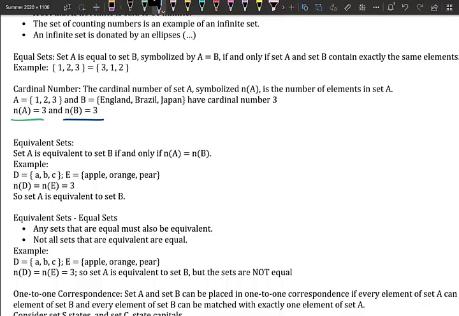Equivalent sets. Set A is equivalent to set B if and only if n of A equals n of B. So set D is A, B, C. Set E is apple, orange, pear. They each have 3 members in the set. They're equivalent. They're not equal, they're equivalent. Equivalent versus equal sets: any sets that are equal must also be equivalent. Up here, if you have 1, 2, 3 and 3, 1, 2, those are equal, therefore they're equivalent. Not all sets that are equivalent are equal. Just like how we have A, B, C and apple, orange, pear, it's equivalent, not equal.